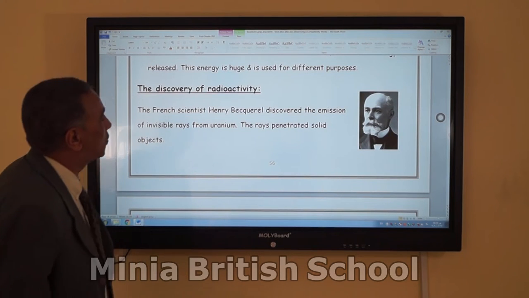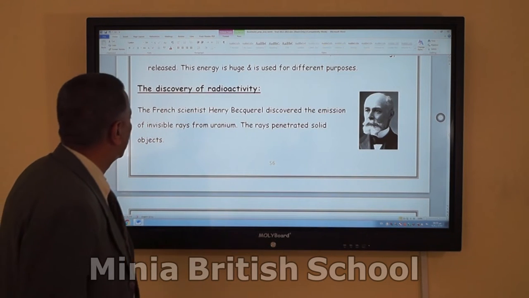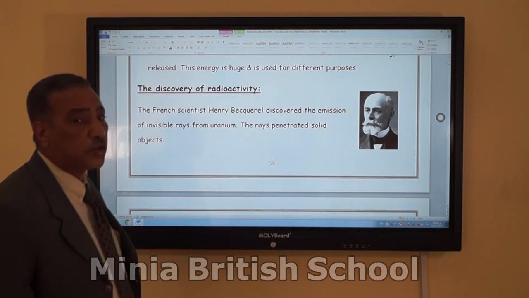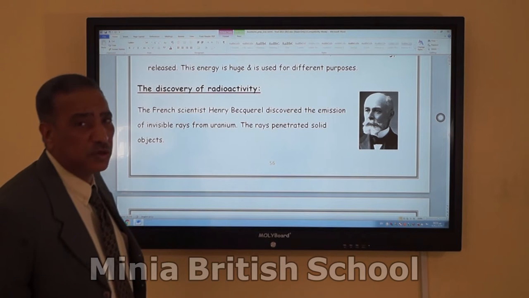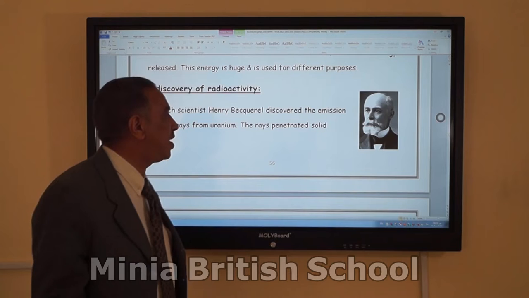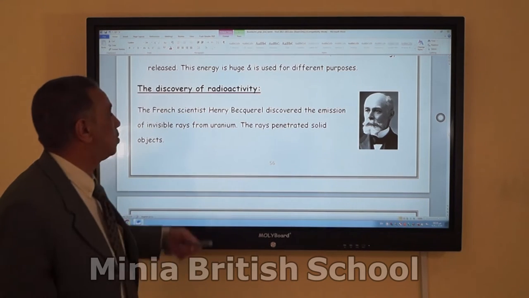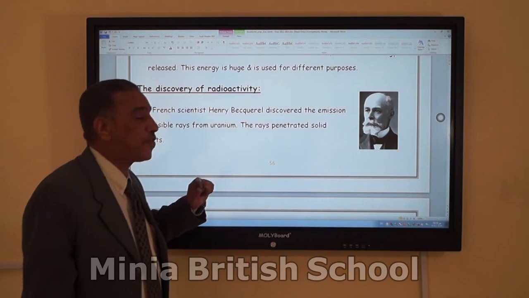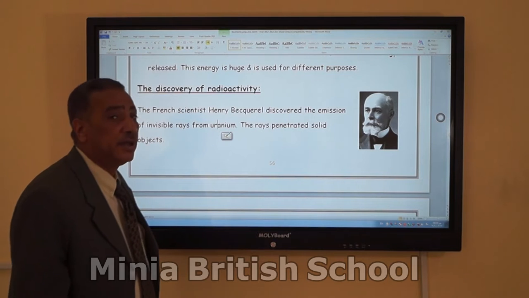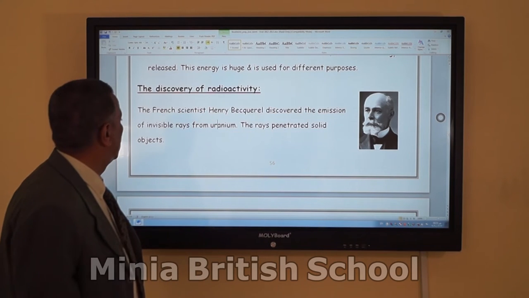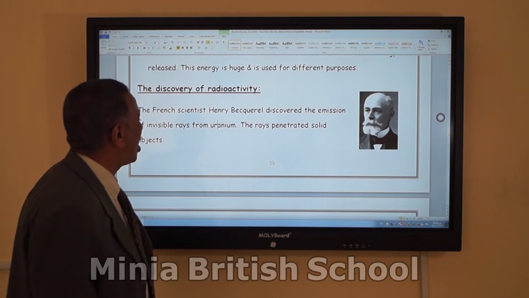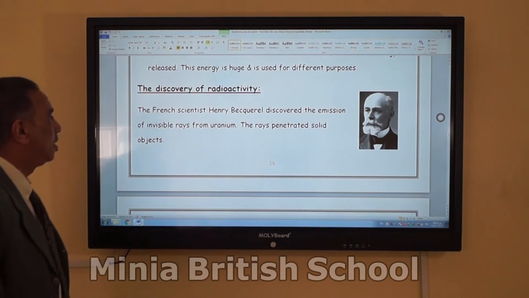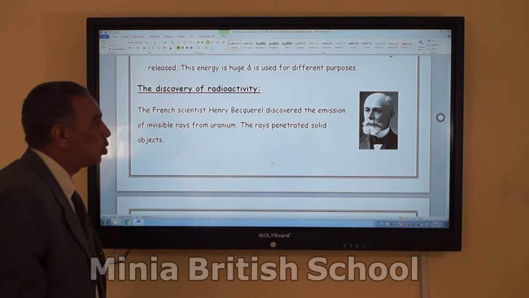Who was the first to discover radioactivity? Henri Becquerel, a French scientist, discovered that the nuclei of some elements emit invisible radiations. One of the most famous of them is uranium. These rays emitted from uranium have the ability to penetrate solid objects. This phenomenon is called radioactivity.